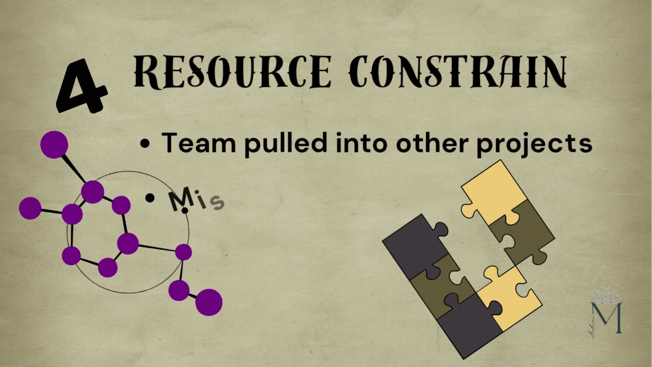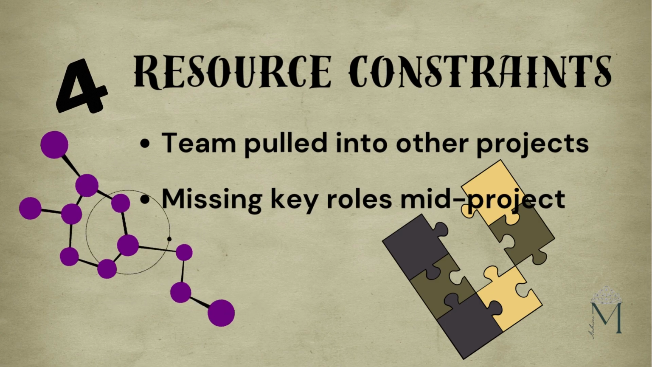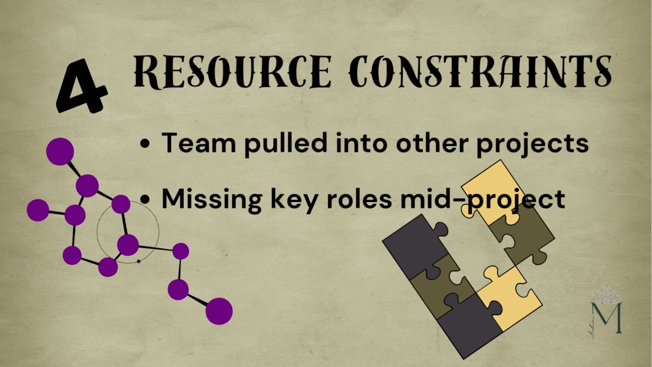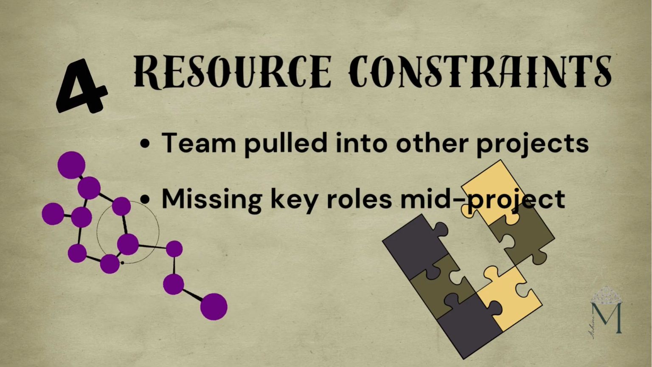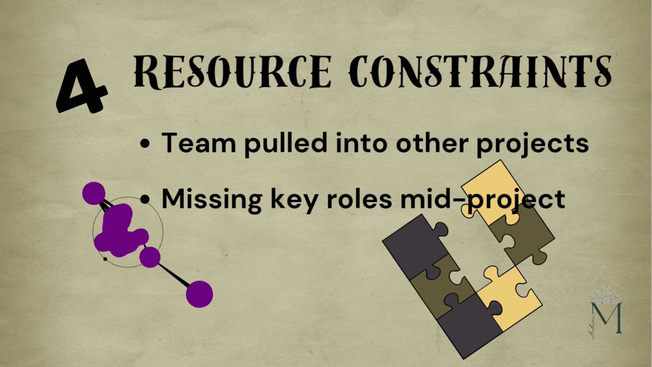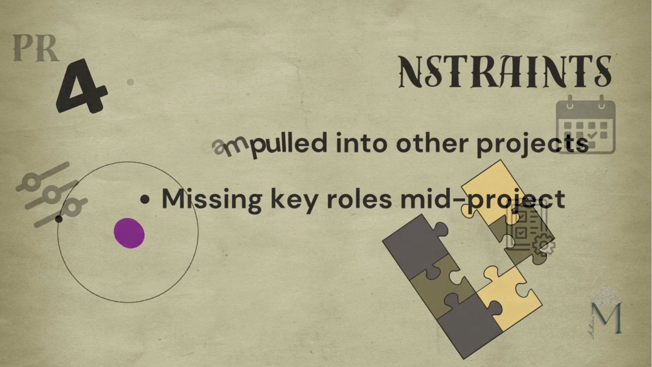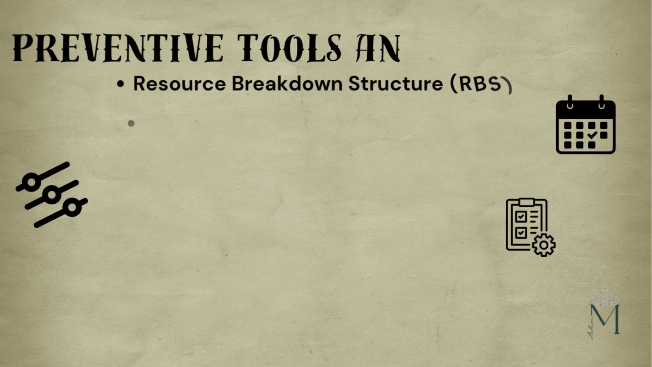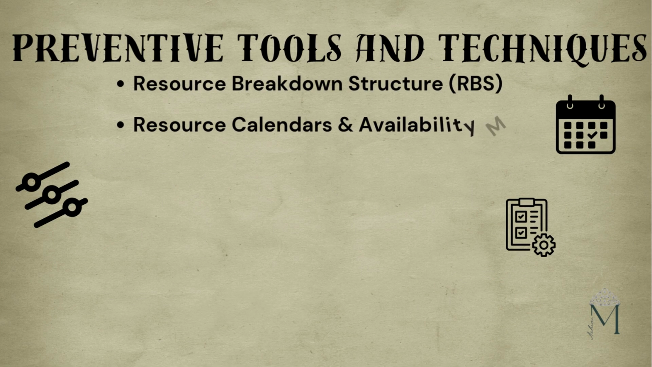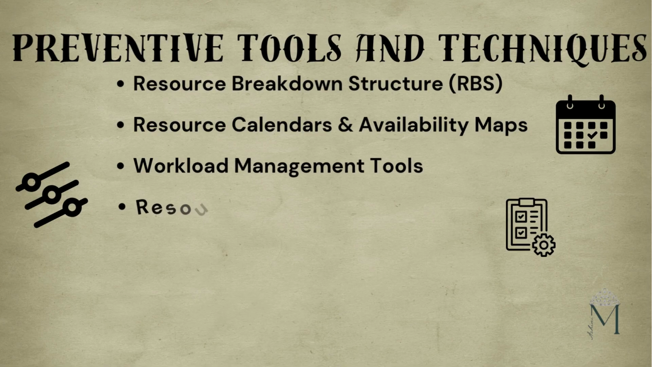When your team is split across multiple projects or a key member is pulled off midway, progress stalls. Imagine losing your only front-end developer just before the UI phase, which is going to be a huge risk. To prevent resource constraints, you can start with a resource breakdown structure.